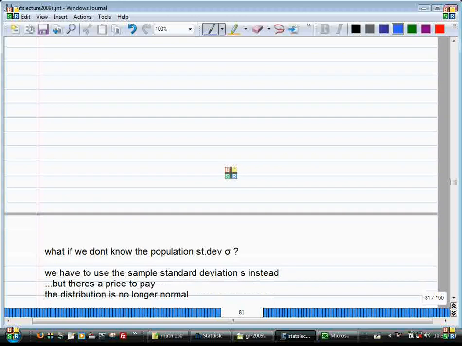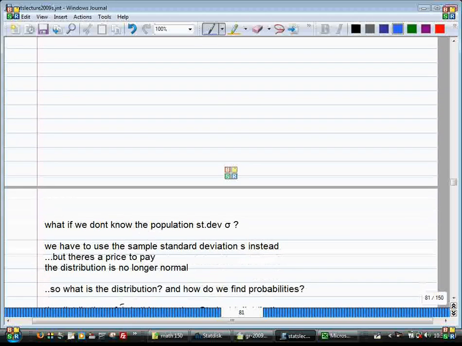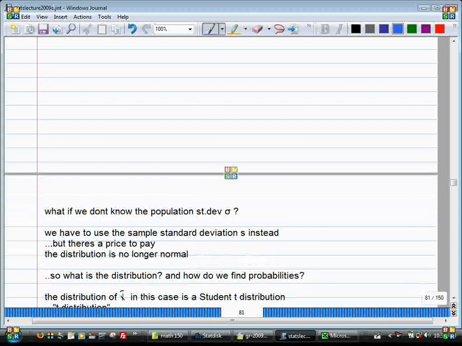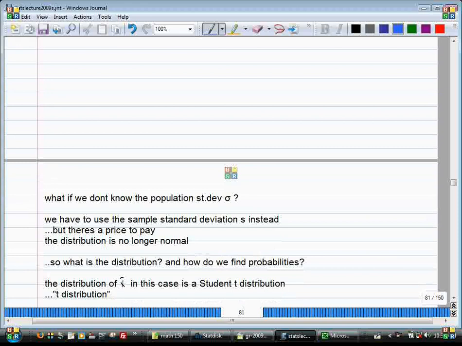The distribution is no longer normal. So what's the distribution? How do we find probabilities? Ooh. Maya coming in strong. She knows this. The distribution of X bar in this case is what's called the student T distribution. We just call it the T distribution.